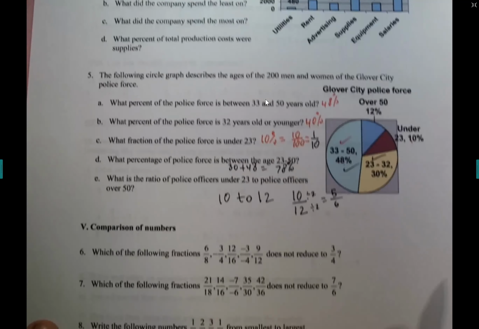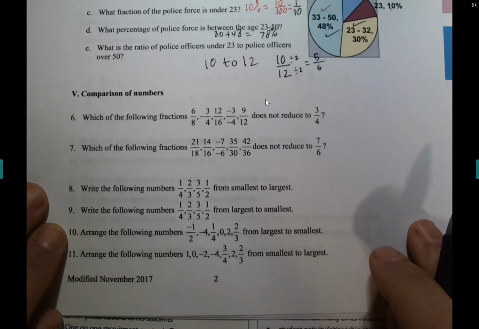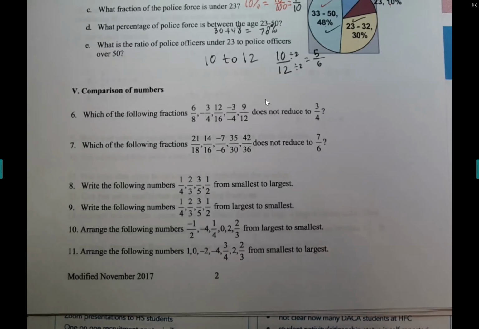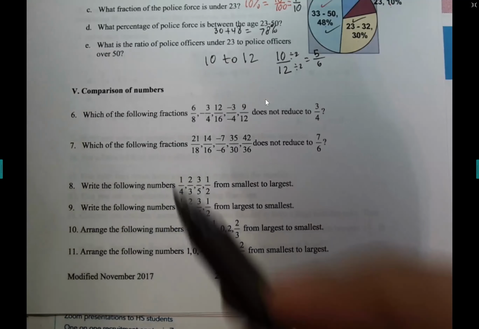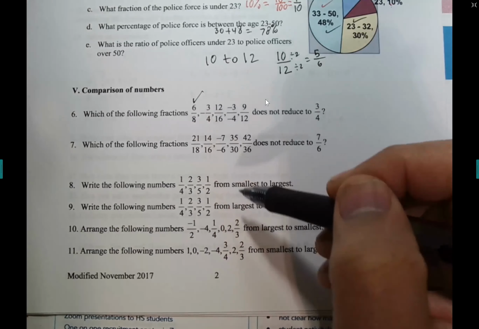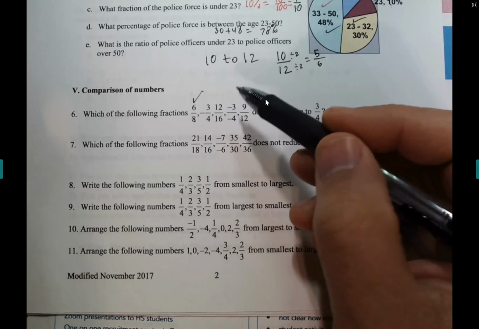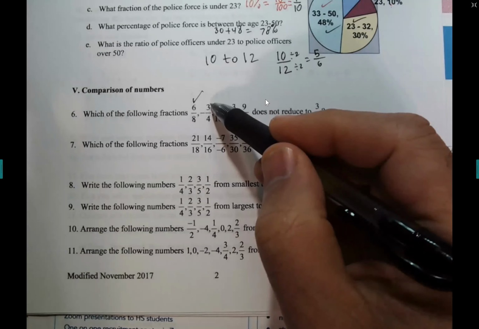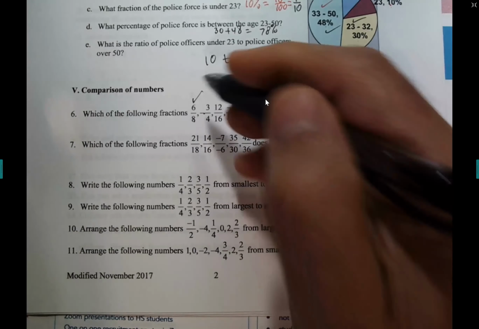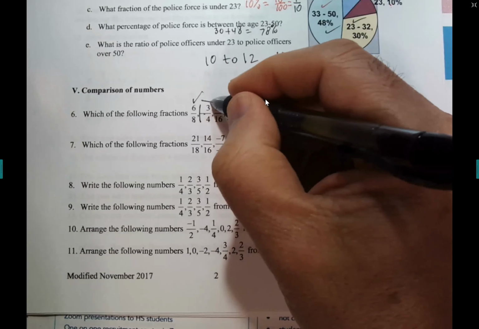Okay, let's go to the next one now. Let's do 6 or 7, one of them. Okay, I'll do 6. Which of the following fractions does not reduce to 3 over 4? Okay, 6 over 8, if you reduce by 2, it will be 3 over 4, so that works. Negative 3 over 4 doesn't reduce to 3 over 4 because that's a negative, so that's the one.